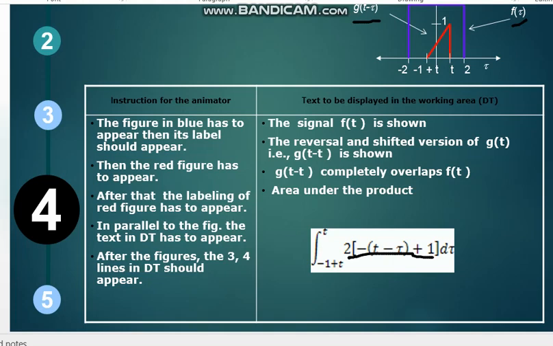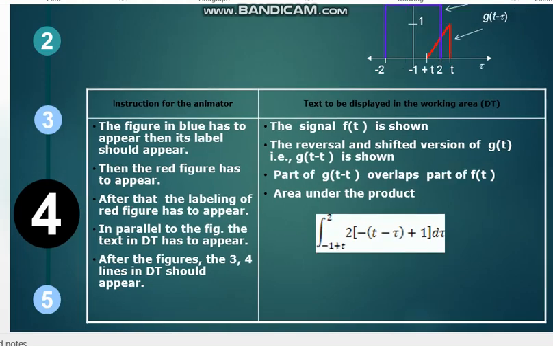Now you have to take the range from 1 plus t to 2 plus t, the range between the first convolve, the second value, to convolve it. After that, you should go to the next step. Now the next step comes. In that step, the range changes to -1 plus t to 2.